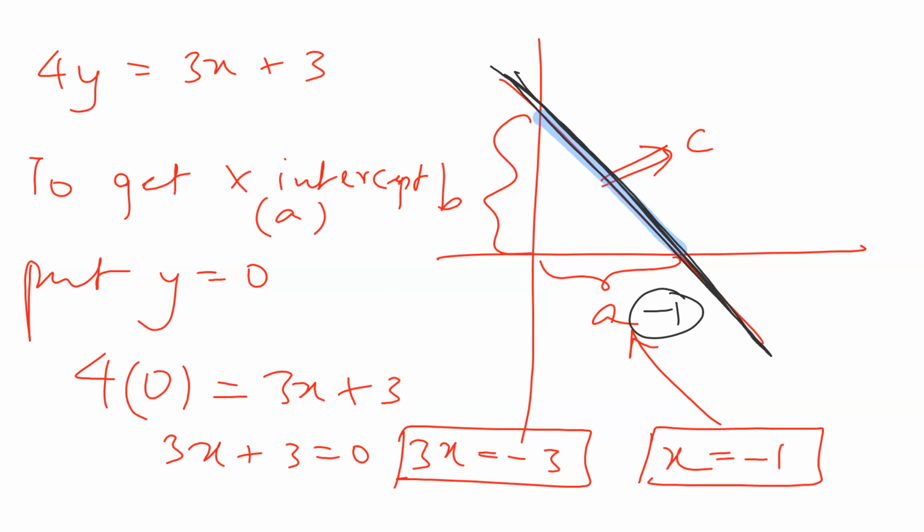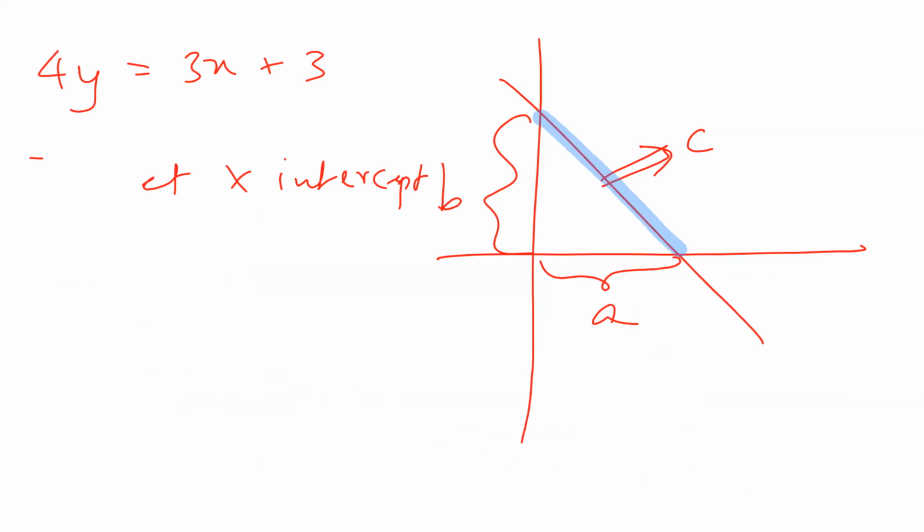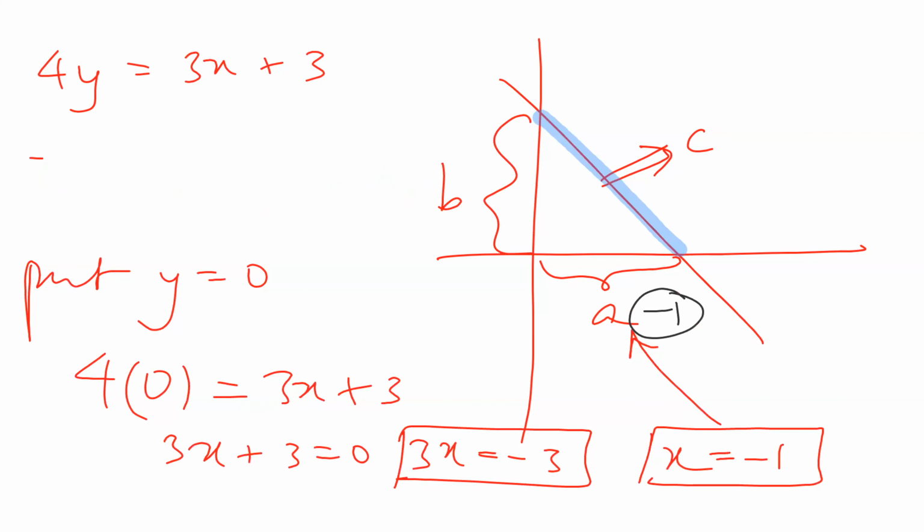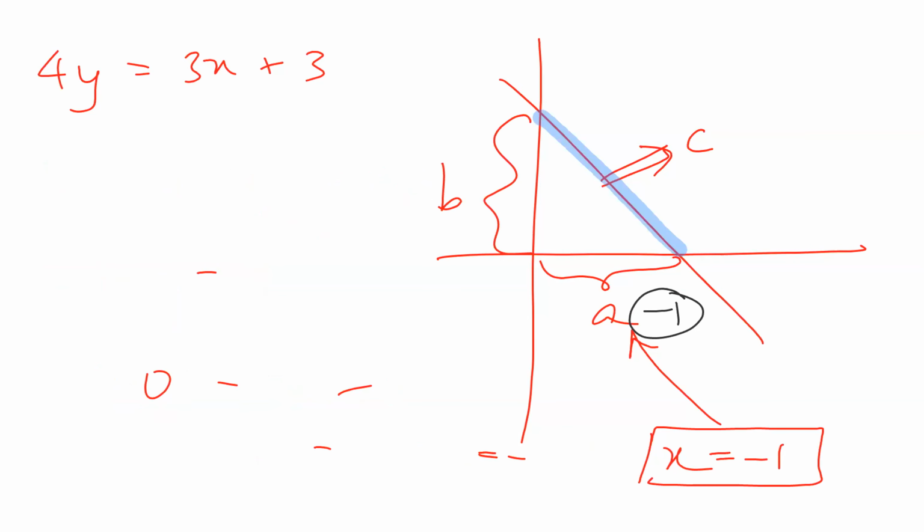To get the y-intercept, we are interested in calculating the value of the y-intercept, that is b. So to get b, what are we supposed to get? The value of b, right? b is the y-intercept. So to get the y-intercept, put x equal to 0. I'll just write it down for you.